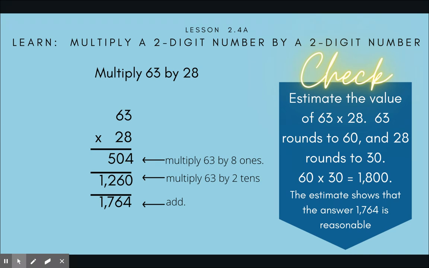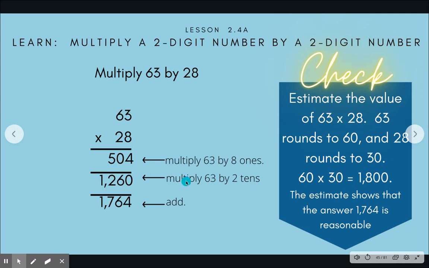Another strategy is to do the multiplication in a traditional way and then check your answer with an estimate. So if we had 63 times 28, you're going to multiply the ones first. So 63 by 8 ones. 8 times 3 is 24. 8 times 6 is 48 plus 2 is 50. So you have 504 here.